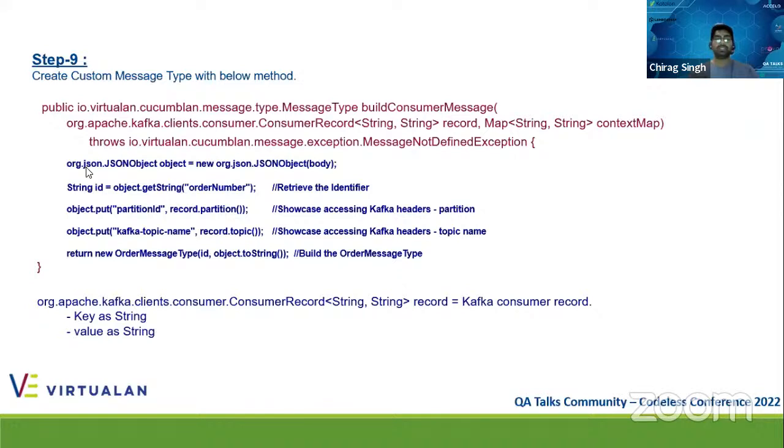This is the topic name. Here we have the Kafka header and partition. These are some Kafka header values we are getting here, and this is the key value for the consumer record. So this is only a consuming message type. This is one of the Java files you have to create, and you just have to modify it according to your message type.